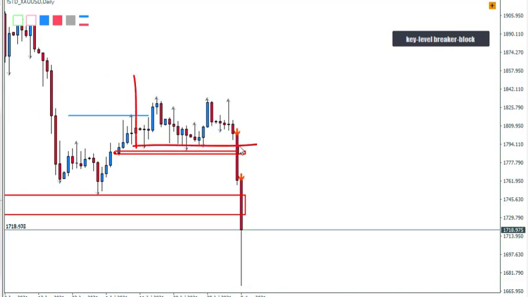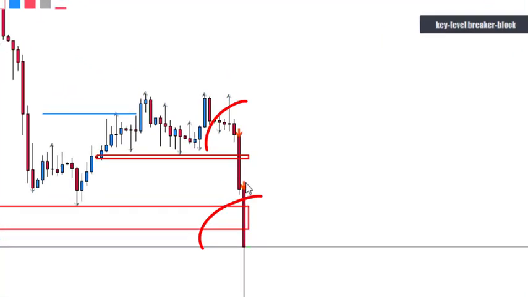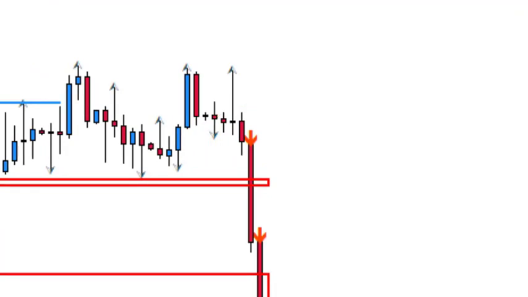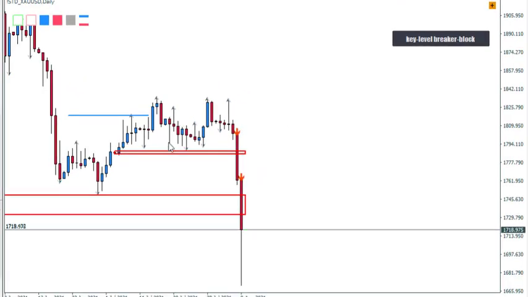Yes, highs were taken, but it took more than 3 candles until an impulsive move happened, which is highlighted by the arrows drawn with our key level breaker block indicator. Therefore, we won't consider it a liquidity grab, and we ignore the breaker block because it does not meet our criteria.